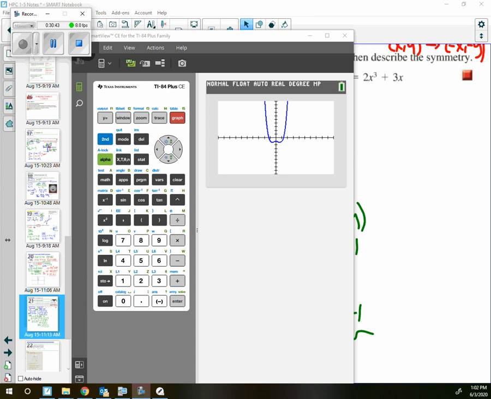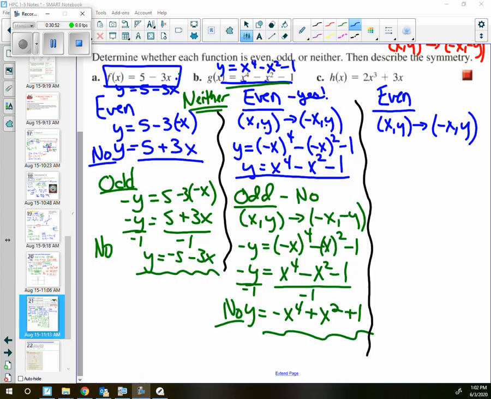So a lot of people use the graph to help them get their gut feel like, ooh, I think I know what this is. Certainly not odd, though, doesn't have origin symmetry, but definitely even. Okay, for the last one here, 2x cubed plus 3x, would this one be even? So let's take a peek and see what we think.